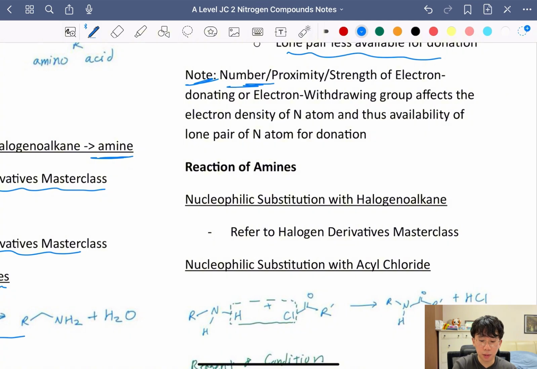So you can look at the number, proximity, and the strength of your electron donating or your electron withdrawing groups that affect your electron density of your N atom, and therefore affecting the availability of your lone pair of your nitrogen atom for donation. So these are the factors you have to consider whenever we are determining the basicity or we're comparing basicity between different compounds.